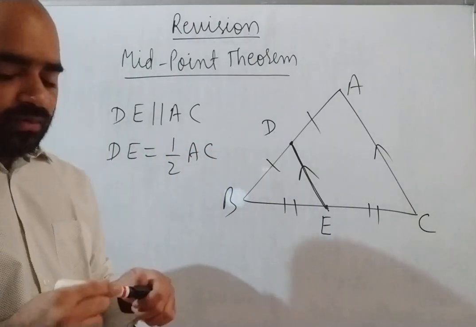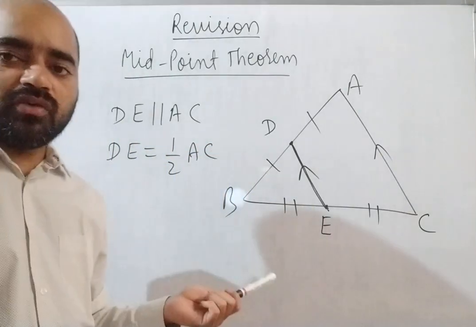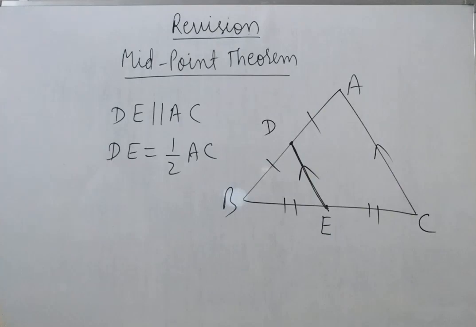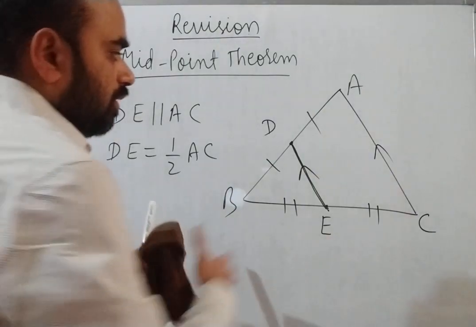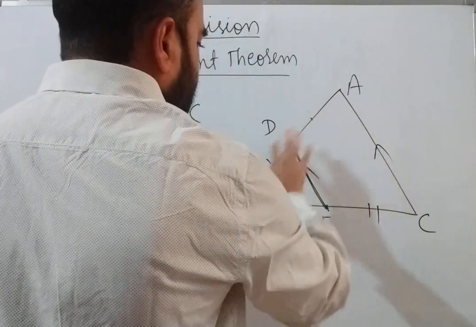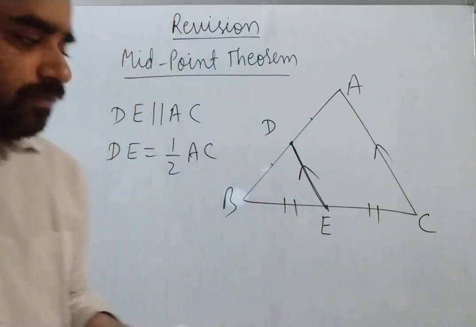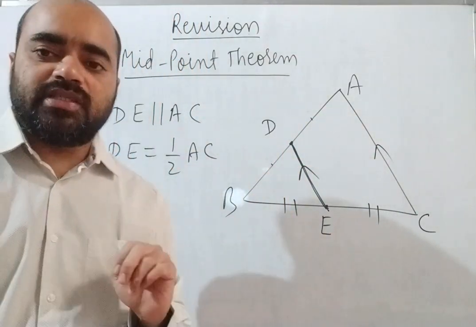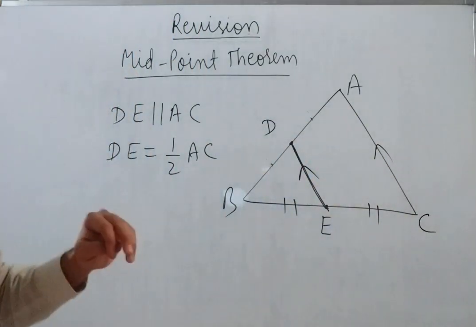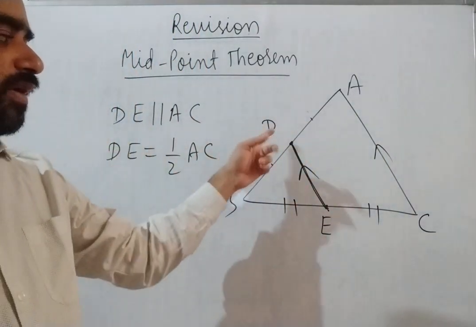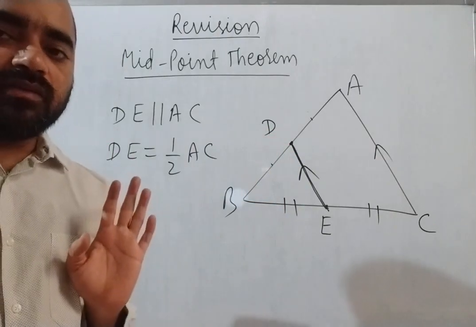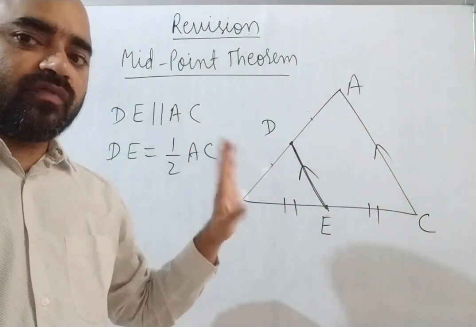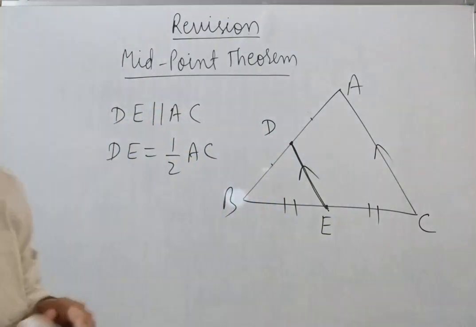Correct? Now, what is the converse of the theorem? See, in midpoint theorem, two conditions were given. And in converse also two conditions are there. Here what are the two conditions? The two conditions are midpoints of any two sides are given. In converse, what is given?